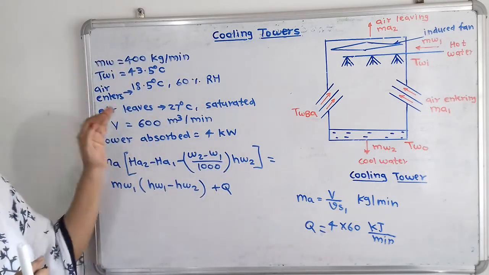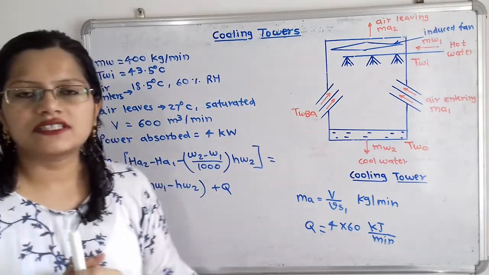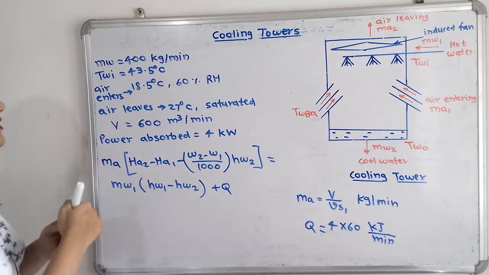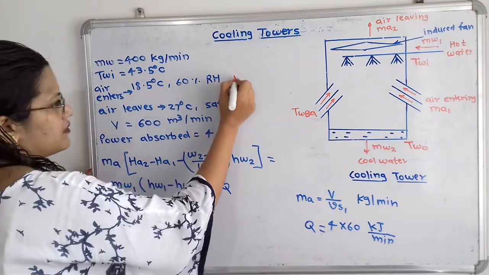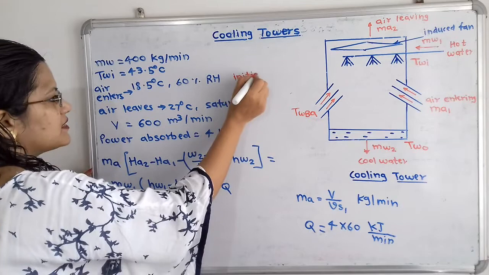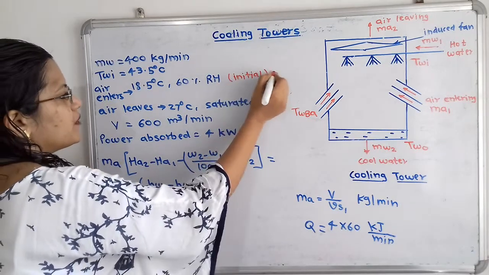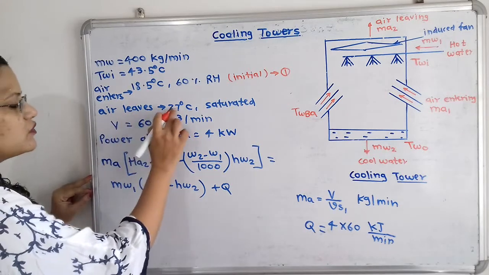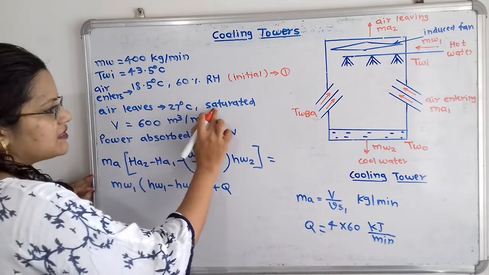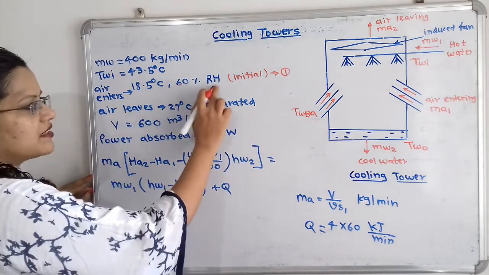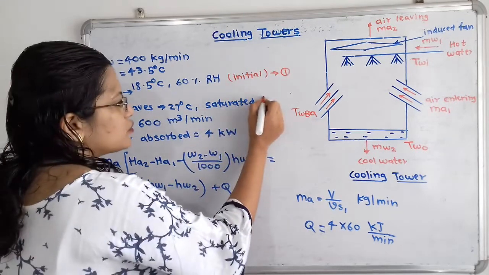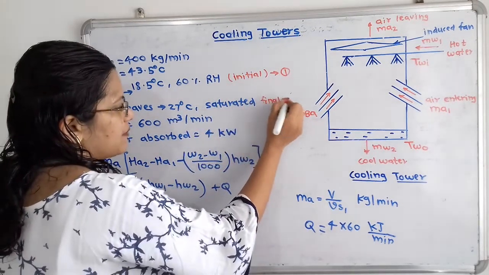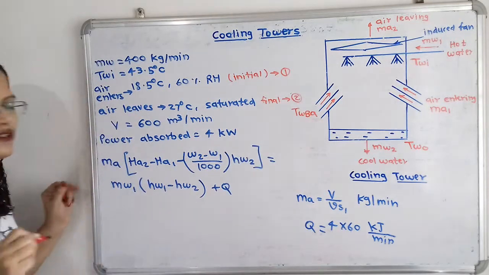So when air from the atmosphere enters inside the tower, then this is the initial condition of air. And from this initial condition we will plot the point 1 on the psychrometric chart. And when air leaves, that is 27 degrees Celsius and saturated, that means 100% relative humidity. So this is the final condition and from this we will plot the point 2.